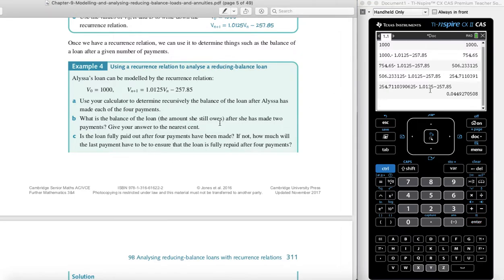What is the balance of the loan after she has made 2 payments? So the balance of the loan, 2 payments, is $506.23. Is the loan fully paid out after 4 payments have been made? No, it's not, because we've still got an extra 4 cents.